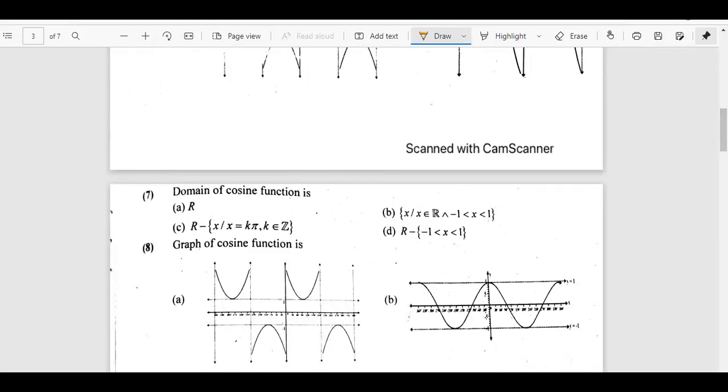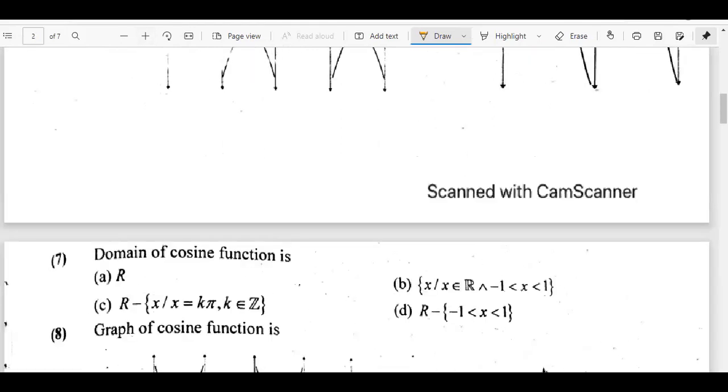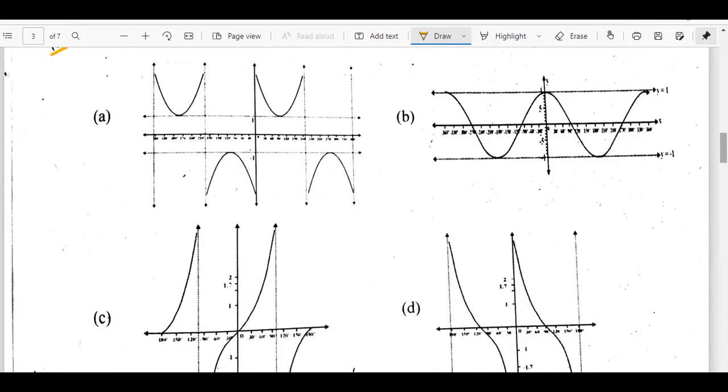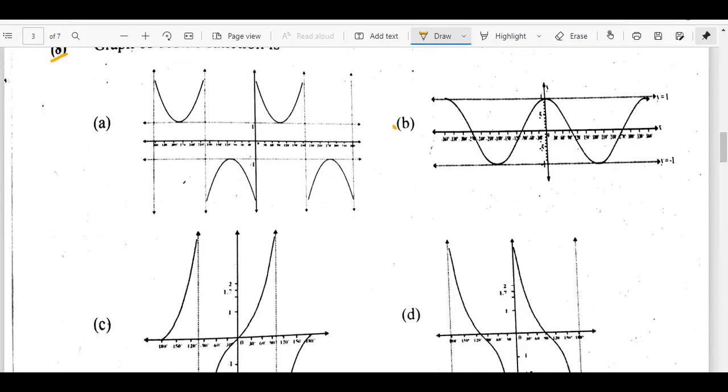Okay. Then we have this question. It says the domain of cosine function is, yes, the domain. Now this time around, we're talking about the domain. It would be real numbers. Perfect. So it would be A. Very good. The next question says graph of cosine function is B. Perfect. Very well done. Excellent.